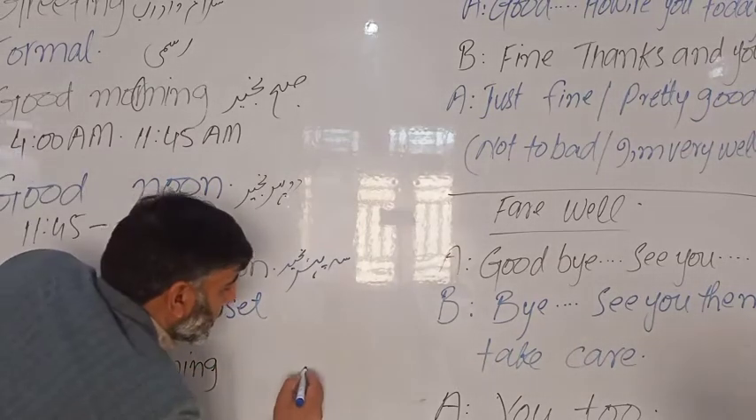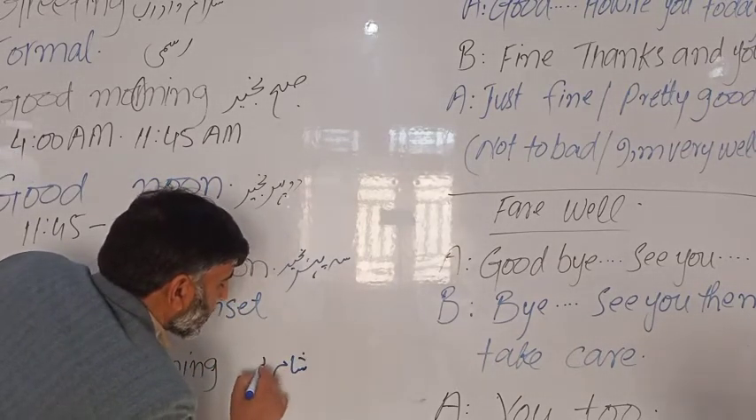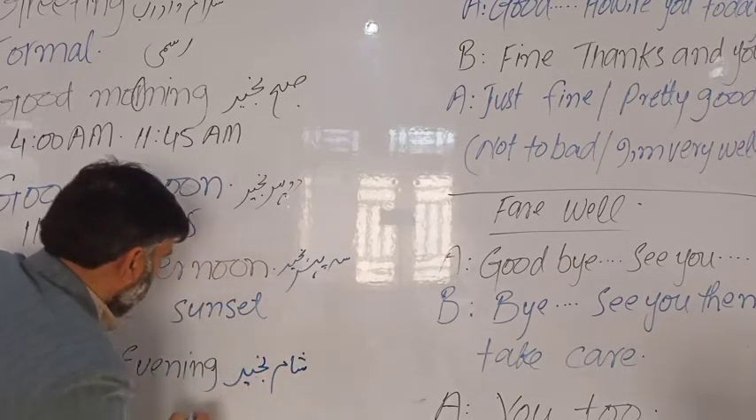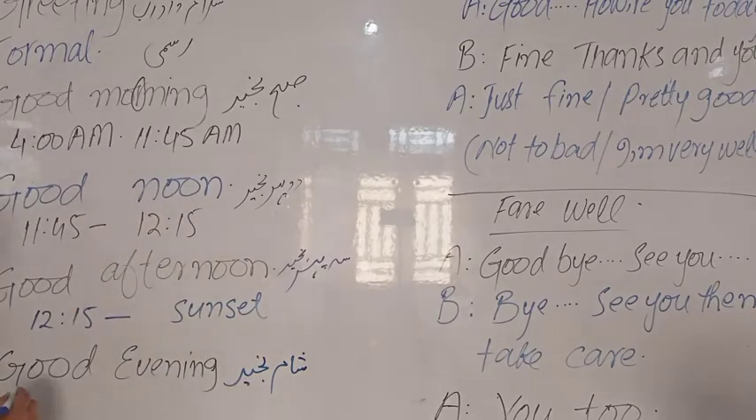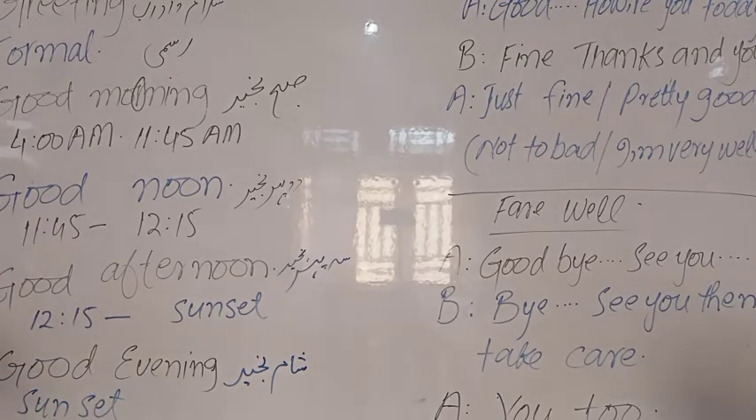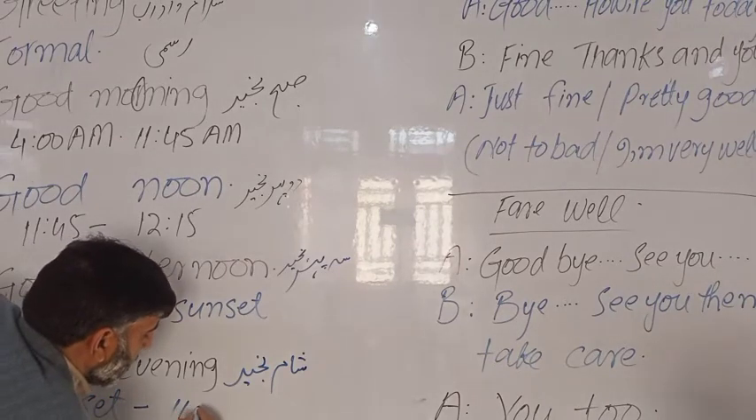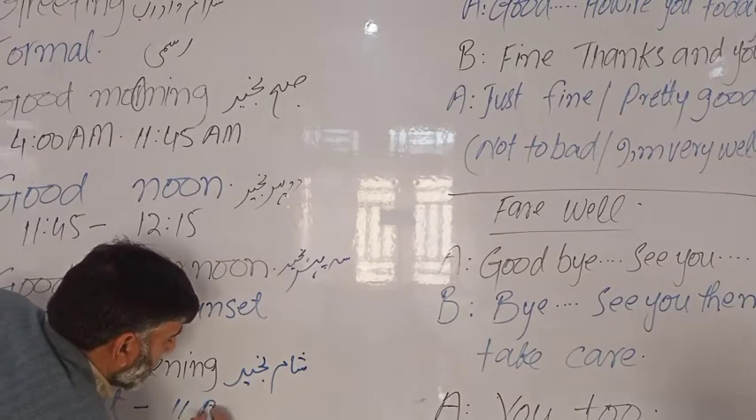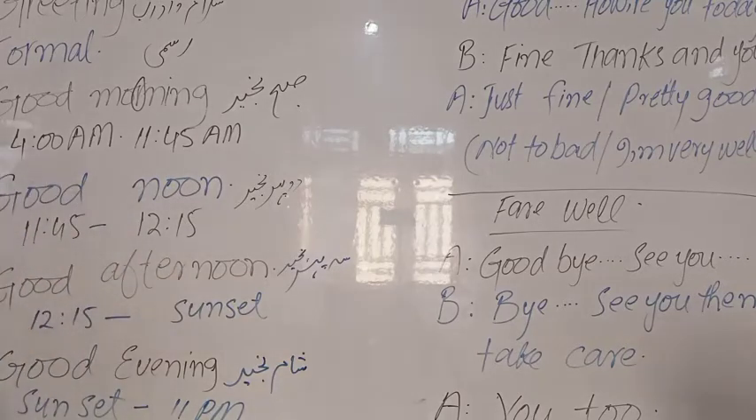Good evening means very good, sham bakhair. And sham bakhair they use from sunset to gurubi aftab. Sunset means gurubi aftab. Sun means suraj, set means when it sets, when it goes down, and it goes till 11 PM, up to 11 o'clock at night, and 11:30 PM as well.